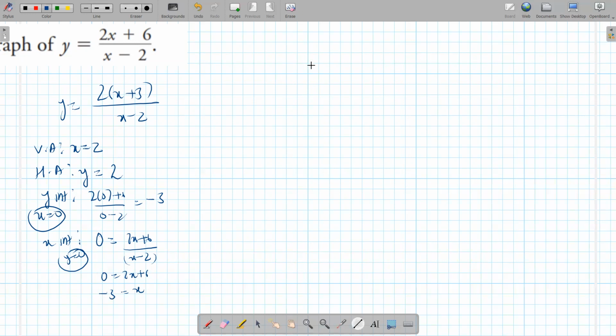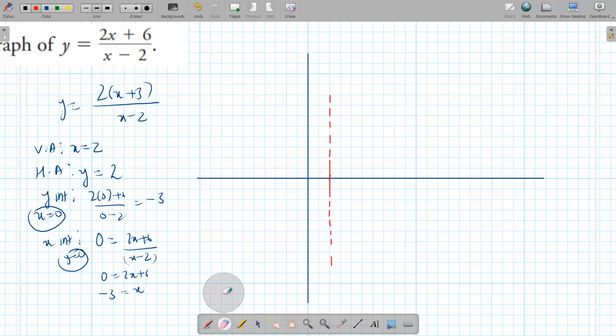All right, so let's just jot down what we have, and I think that should be good enough. So we know at x equals 2, there is a vertical asymptote. And what else do we know? At y equals 2, there's a horizontal asymptote.